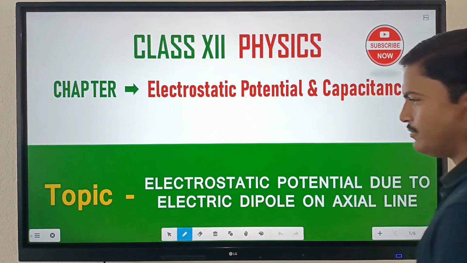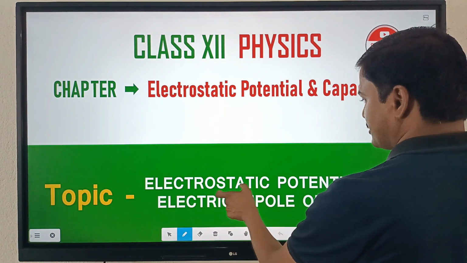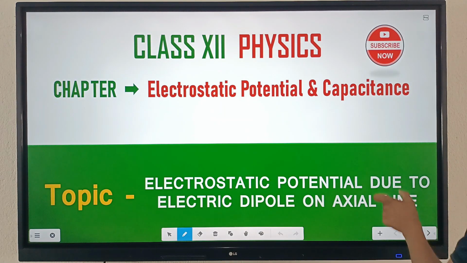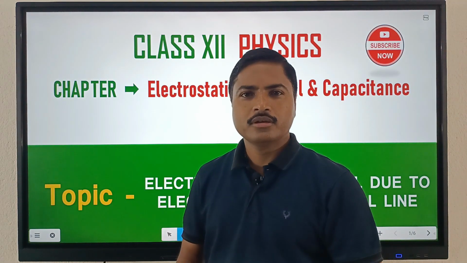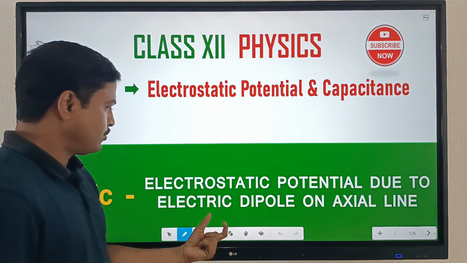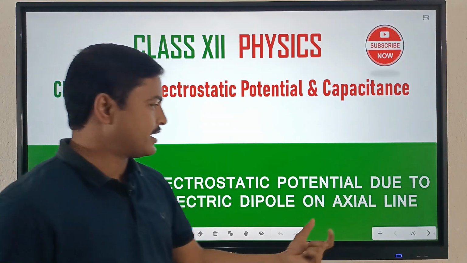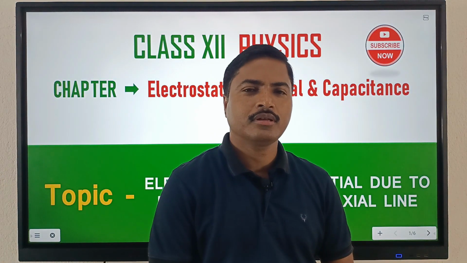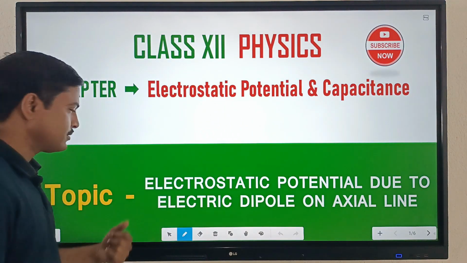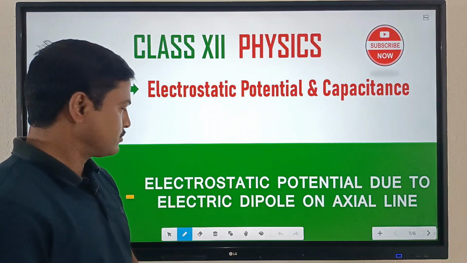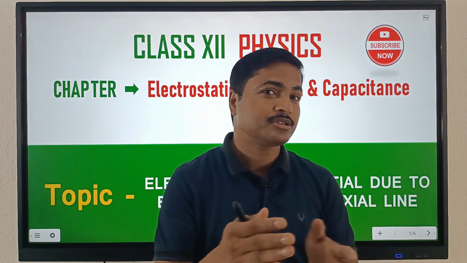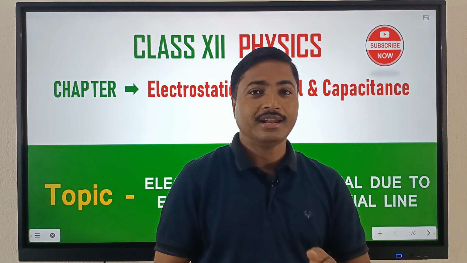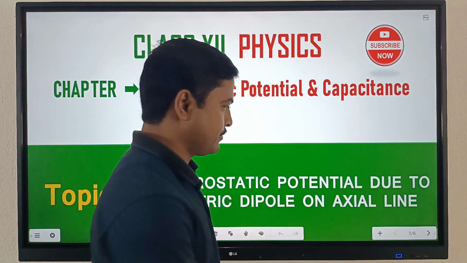Today we will discuss the topic electrostatic potential due to an electric dipole on the axial line. Here two points are there: one is the electric dipole and another is the axial line. Before discussing this topic, let us recall the electric dipole and axial line, which we have studied in the chapter Electric Charge and Field.